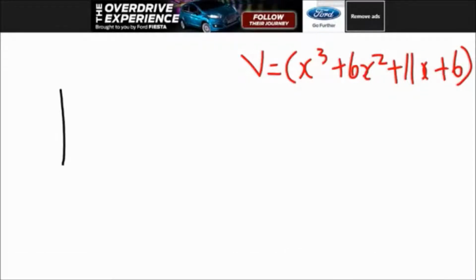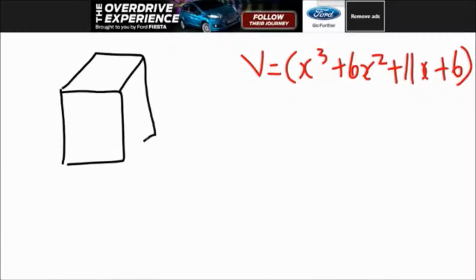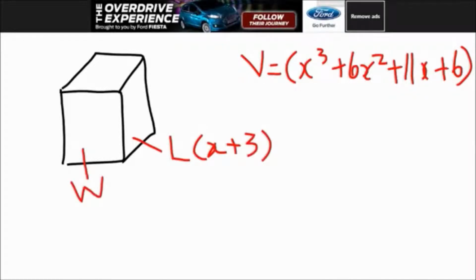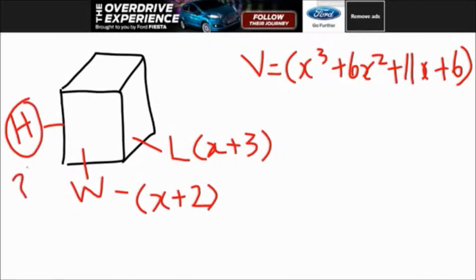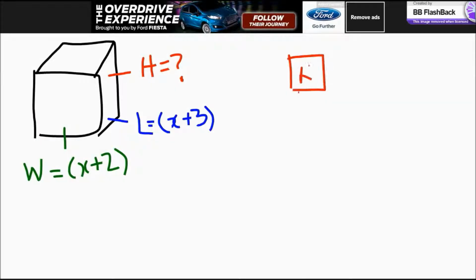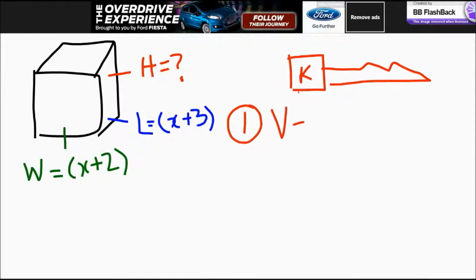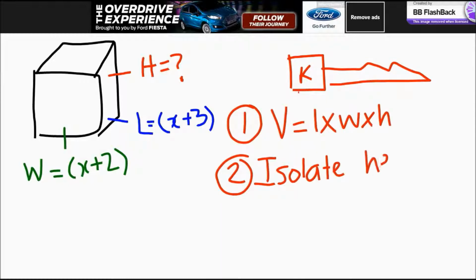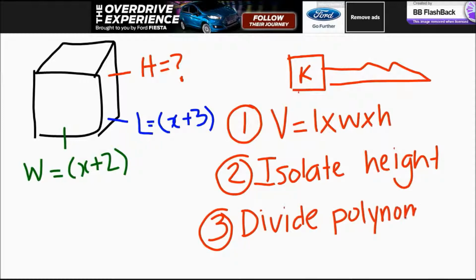So, back to the question. If the volume of a box is x cubed plus 6x squared plus 11x plus 6 centimeters, and the length of the box is x plus 3 and the width is x plus 2, how high is the box? First, let's start with the key components that comprise this question. 1, the volume formula, length times width times height equals volume. 2, isolating the unknown variables. And 3, dividing polynomials, my personal favorite.